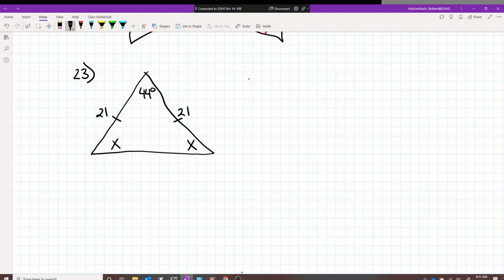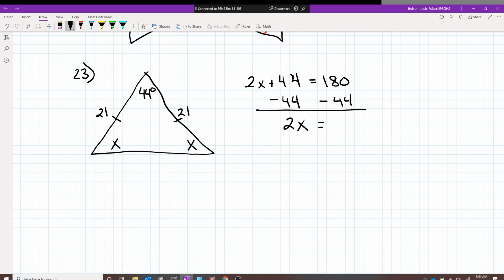So you've got two x's plus a 44, that has to equal 180. So you can subtract 44 from each side. Your 2x is going to equal 136, and then divide by 2. x is 68.